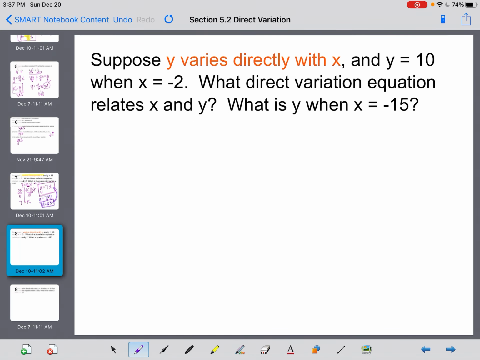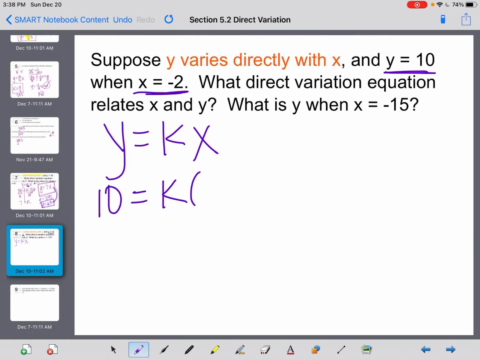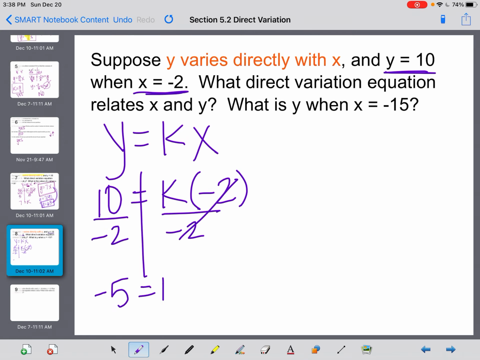Okay, suppose y varies directly with x. That already tells us we need this equation, or this function. Y is 10 when x is negative 2. So 10 equals k times negative 2. What direct variation equation relates x and y? Okay, so we're going to divide by this negative 2. And I know that negative 5 is my constant of variation. So my equation is y equals negative 5x.